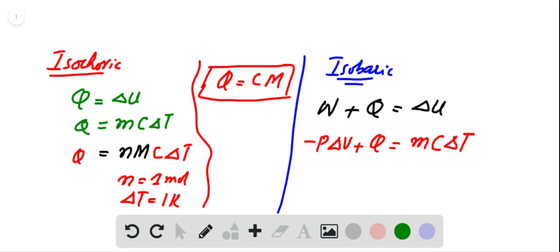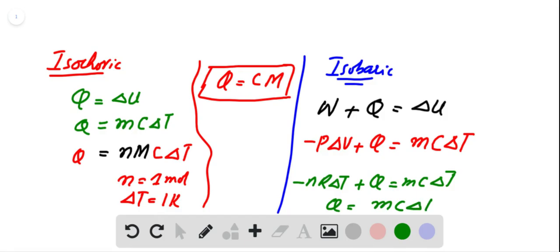This gives us P delta V, that is equal to NR delta T by using ideal gas equation, plus Q equal to MC delta T. This gives us Q equal to MC delta T plus NR delta T.